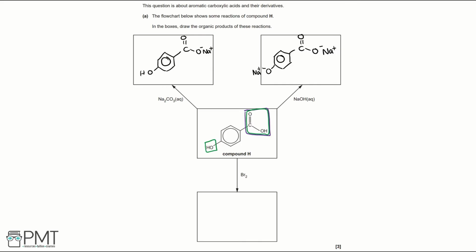So then finally, our bottom product, we're reacting with bromine, and this is going to be what's called an electrophilic substitution on the benzene ring. So what's going to happen is it's going to substitute next to the OH. So we're going to have our ring the same, our carboxylic acid group the same, our OH group the same, and then next door to it we're going to have a bromine that's substituted onto the ring. To get the 3 marks for this question, you get a mark for each correct product.